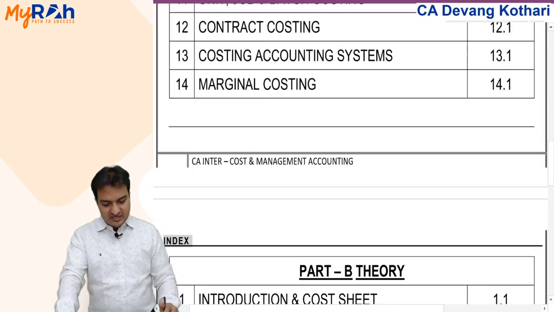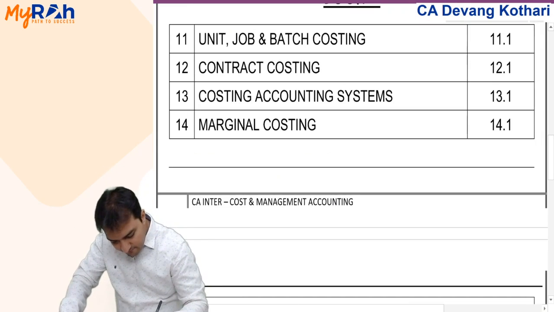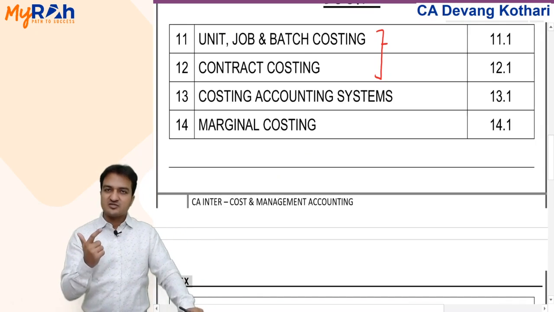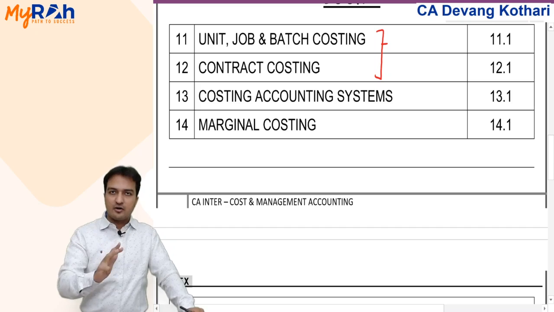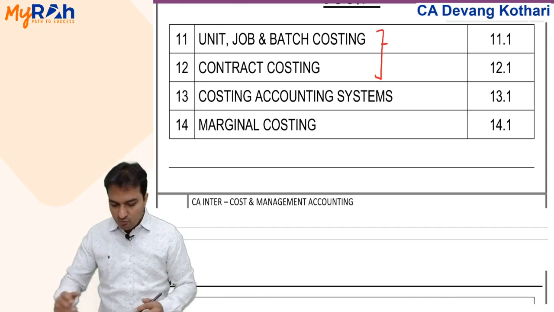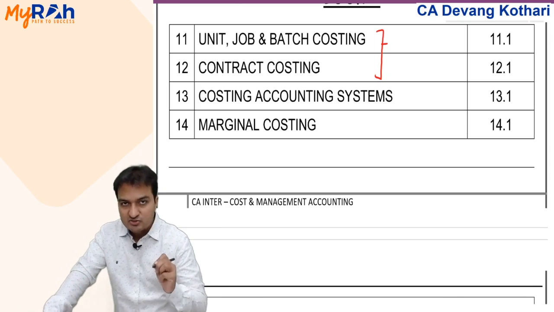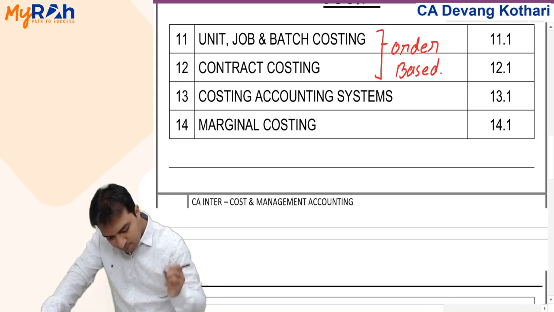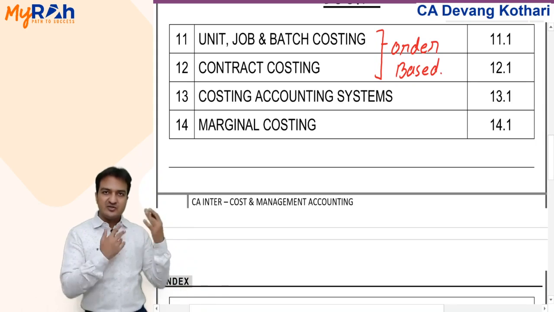Then chapters 11 and 12: unit costing, job costing, batch costing and contract costing. These chapters cover many topics together, but most of these topics pertain to order based industry. So what is there in those chapters, we'll see at that time.